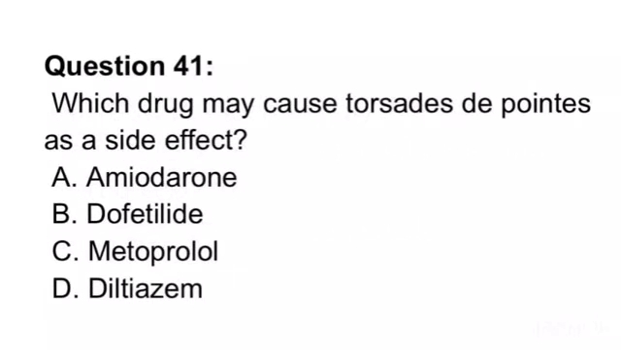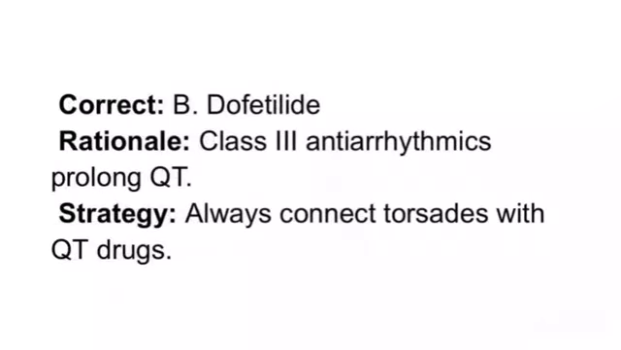Question 41. Which drug may cause torsades de pointes as a side effect? A. Amiodarone. B. Dofetilide. C. Metoprolol. D. Diltiazem. Correct, B. Dofetilide. Rationale: class 3 antiarrhythmics prolong QT. Strategy: always connect torsades with QT drugs.